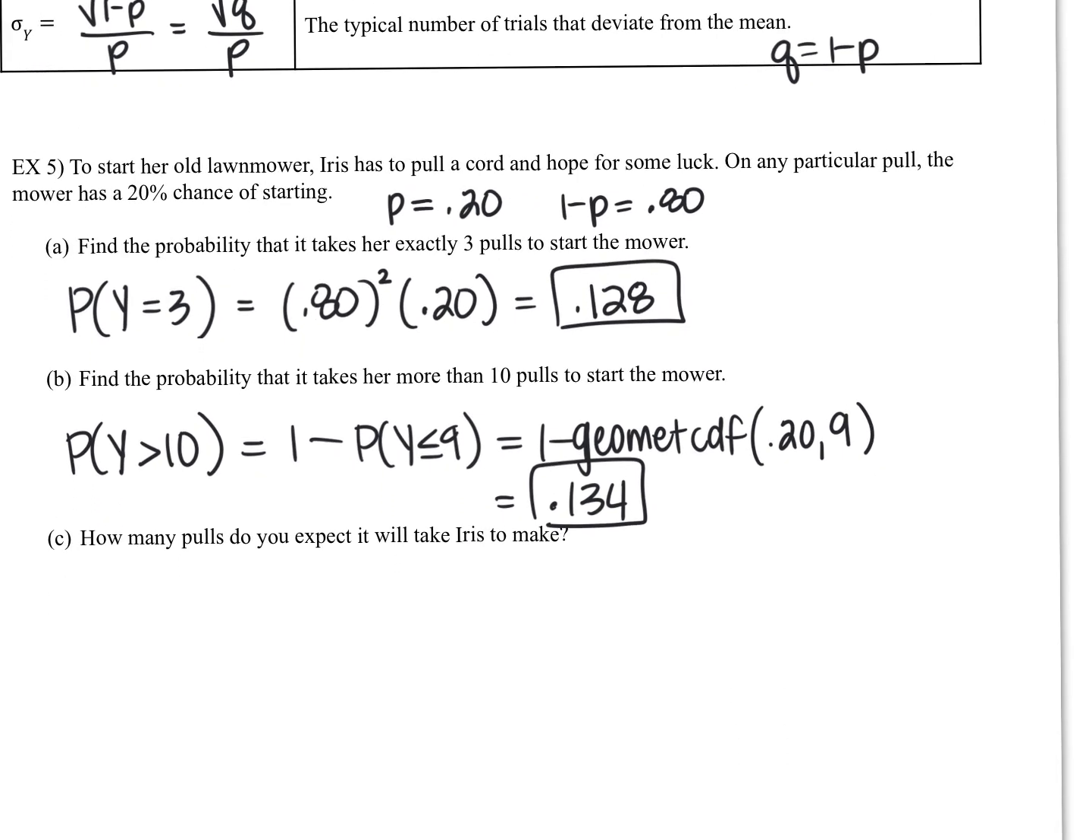Okay. And lastly, how many pulls do you expect it will take Iris to start the mower? So that's our expected value of y, which is going to be 1 over 0.20, which is going to be 5. So we expect that it will take Iris 5 tries before the lawnmower will start.